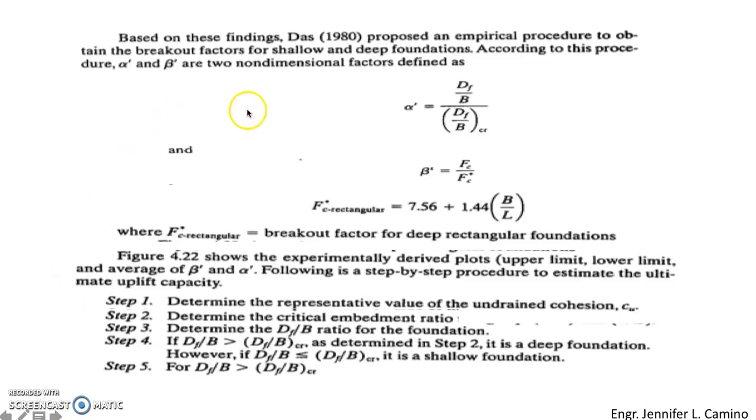Based on these findings, he proposed an empirical procedure to obtain the breakout factor for shallow and deep foundations. According to his procedure, the alpha prime and beta prime are two-dimensional factors that are defined by this expression. Here, F sub C is the breakout factor for a deep rectangular foundation. So we have here a step procedure to estimate the ultimate uplift capacity for a foundation on a cohesive soil.